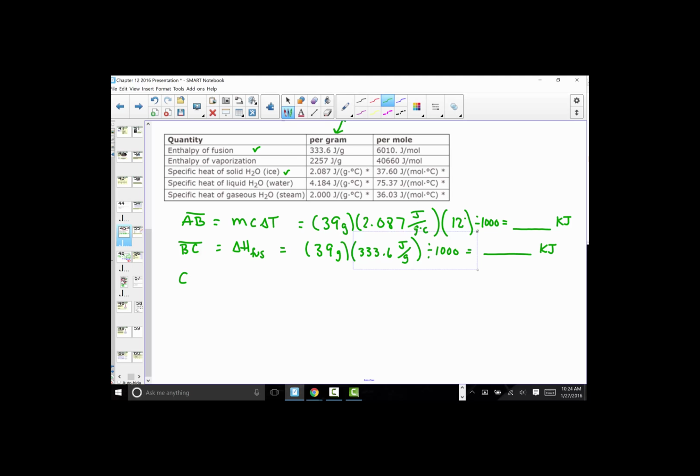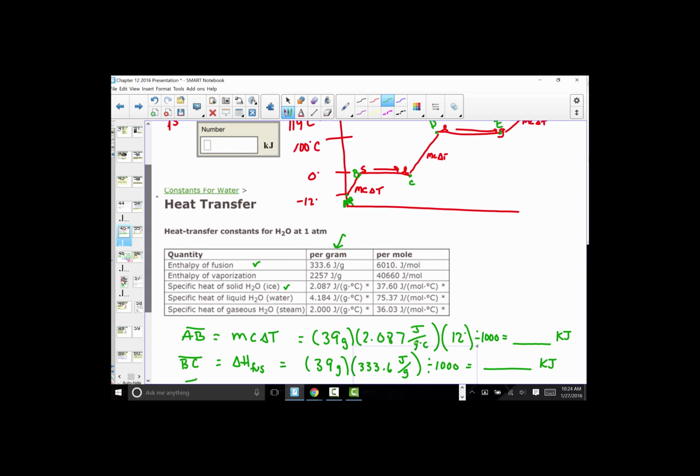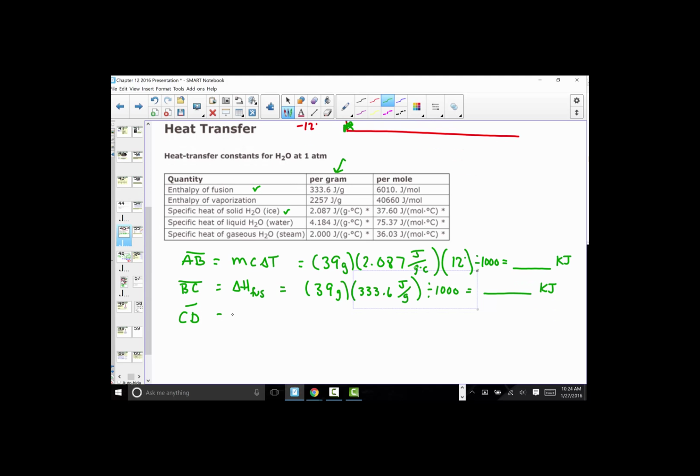Line segment CD, remembering where we're heading? Now we're climbing up here from liquid water at 0 to liquid water at 100 degrees. So we have an MC delta T problem. Our 39 grams of liquid water, specific heat of liquid water right here, we know that probably by heart by now, 4.184 joules per gram Celsius. And from 0 to 100, that line segment is 100 units. Let's divide by 1,000, forgot that there for a moment, to land in kJ, our desired unit.